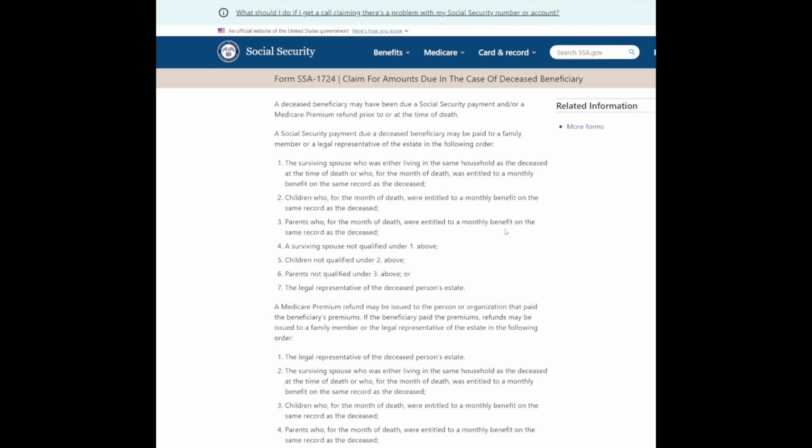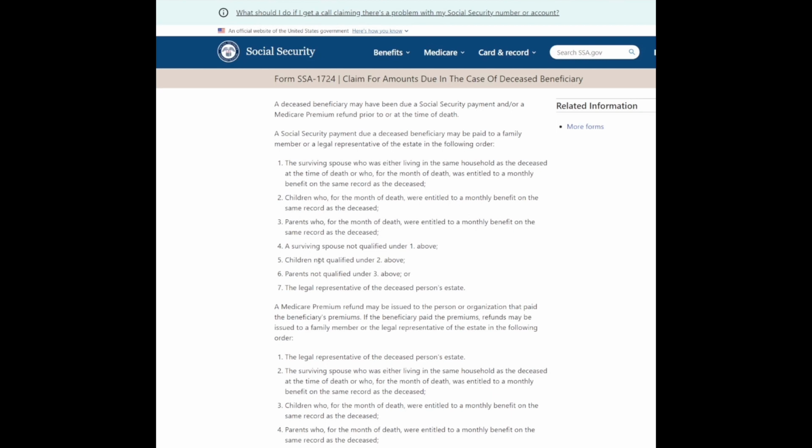So if it was a parent receiving benefits off the record at the time of death, and there was no surviving spouse or no minor child eligible for a benefit on the record at the time of death, then the dependent parent could be eligible to receive the underpayment.